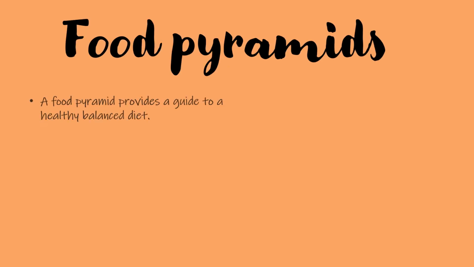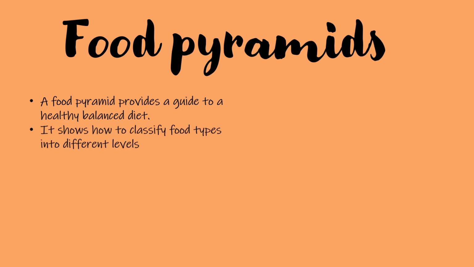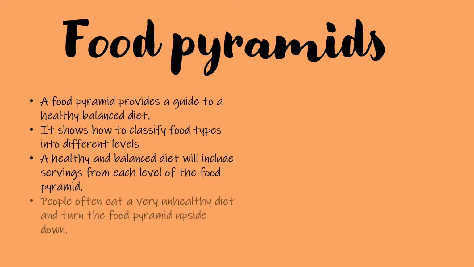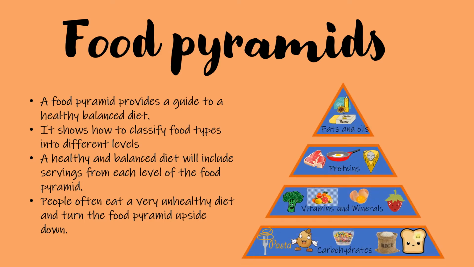Next, we will be looking at the food pyramids. A food pyramid provides us a guide to a healthy, balanced diet. It shows us how to classify food types into different levels. A healthy and balanced diet will include servings from each level of the food pyramid. Unfortunately, people often eat a very unhealthy diet and turn the food pyramids upside down. But the way the food pyramid should look is as follows.